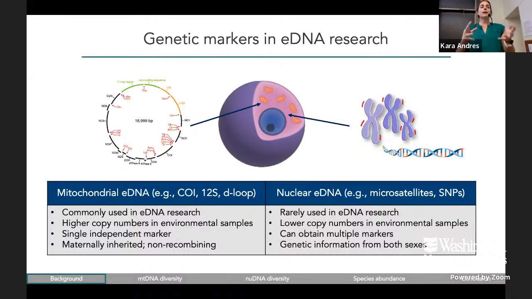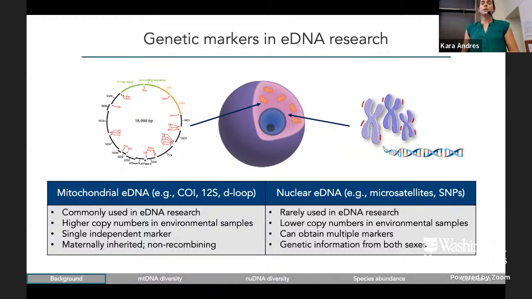So as a whole, it represents just a single independent genetic marker. So by looking at genes within the mitochondrial genome, we're really just getting a single focus into the genetic diversity of that species. And we may be limited in terms of the resolution of the genetic information that we can obtain looking at mitochondrial markers.